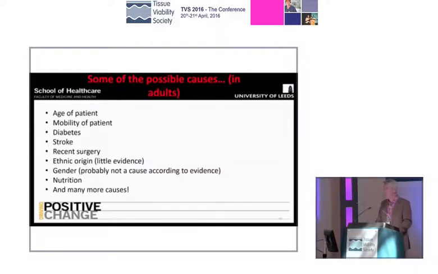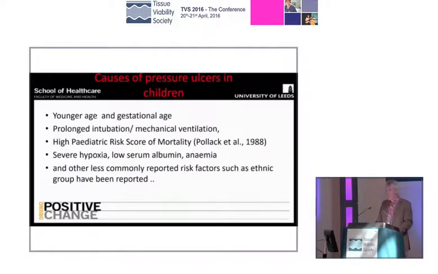So these are some of the causes in adults. I'm not going to linger on this slide because, don't we all know all of this sort of stuff? And these are posited as the things in children that cause pressure ulcers. So it's actually the younger children who are more likely to get pressure ulcers, particularly very young children, particularly if they're preterm neonates. And obviously morbidity scores, serum albumin, and also some less well-documented ones like ethnicity.